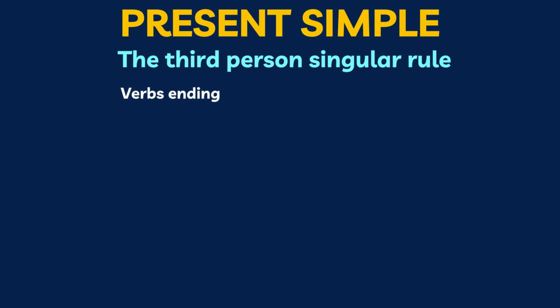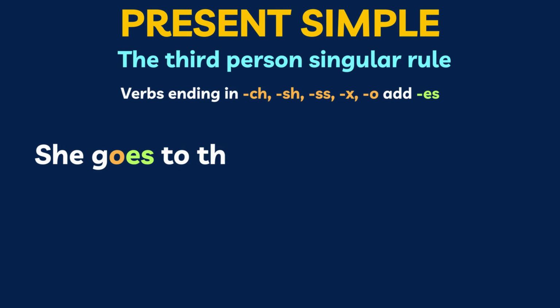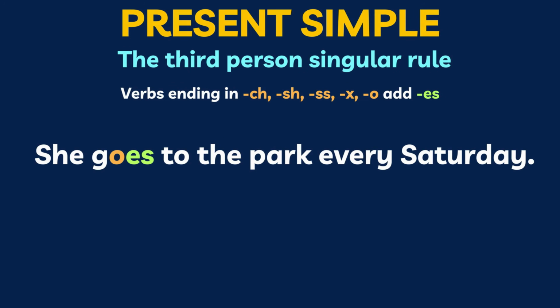If the verb ends in CH, SH, SS, X, or O, we add ES instead of S. For example, She goes to the park every Saturday.